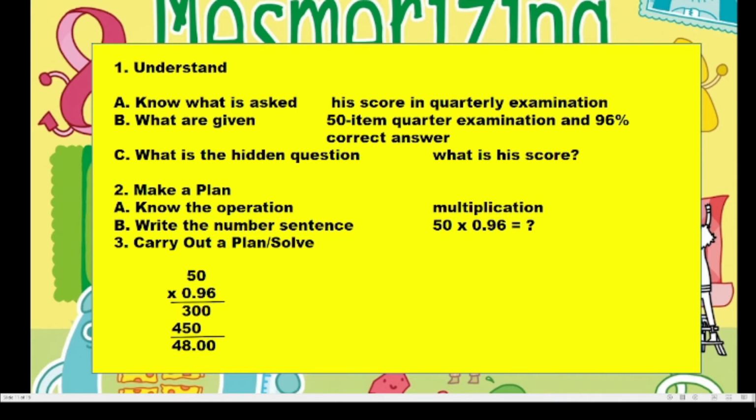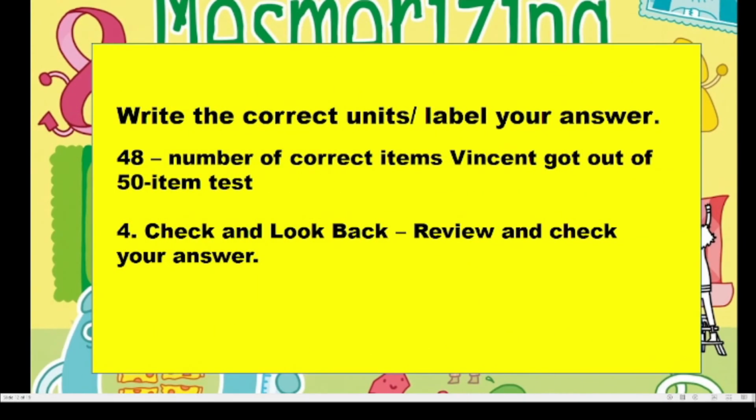Number 3, carry out a plan or solve. So 50, the items, times 0.96. We're going to multiply it, and the answer is 48. 48 ang kanyang score. Write the correct unit. Label your answer. 48, number of correct items. Vincent got 48 out of the 50-item test. Number 4, check and look back. Review and check your answer.